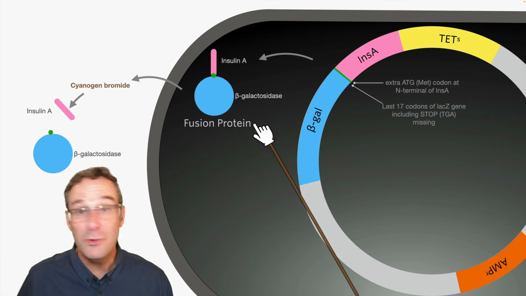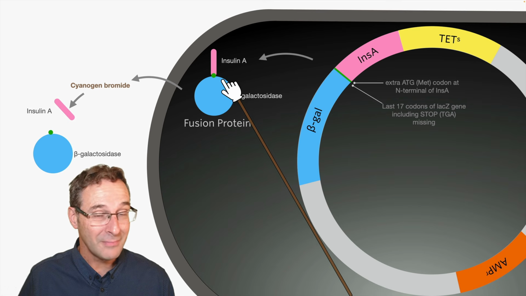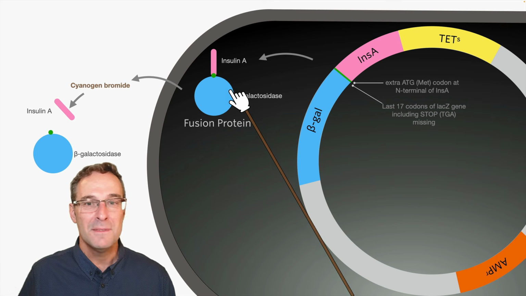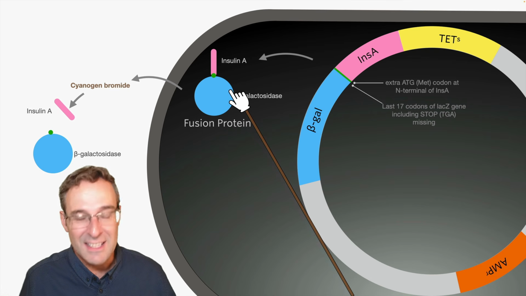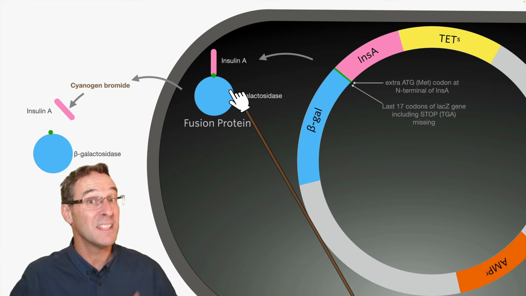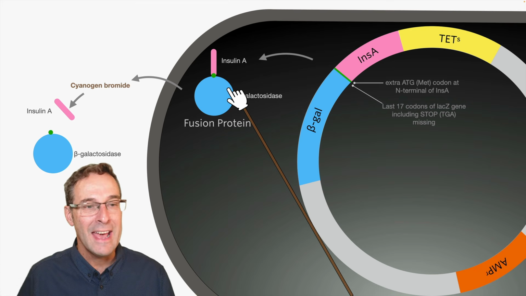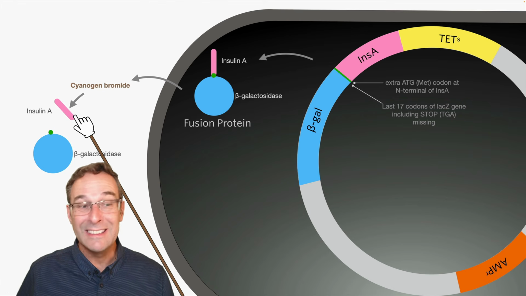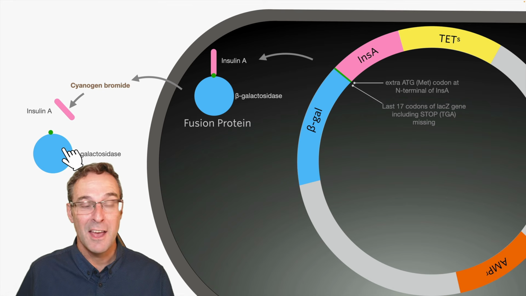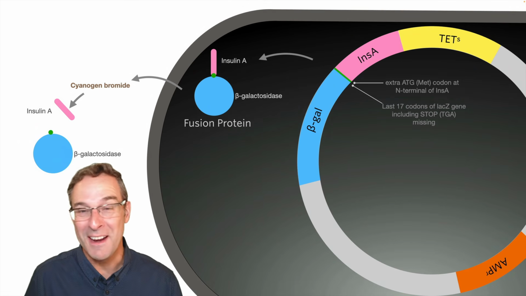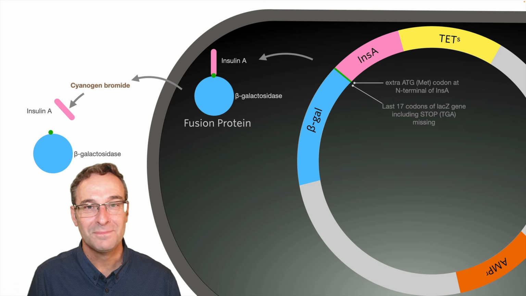So once our fusion protein is made, held together by this methionine amino acid here, the bacteria needs to be lysed and the proteins are extracted from that. But then they can be treated with cyanogen bromide to release the insulin A peptide from the beta-galactosidase protein. And that's how insulin A and insulin B, for that matter, are produced.